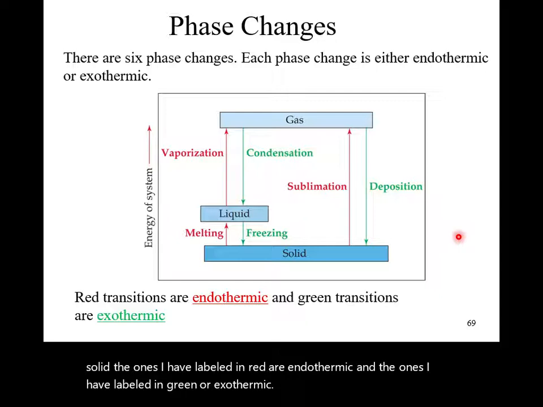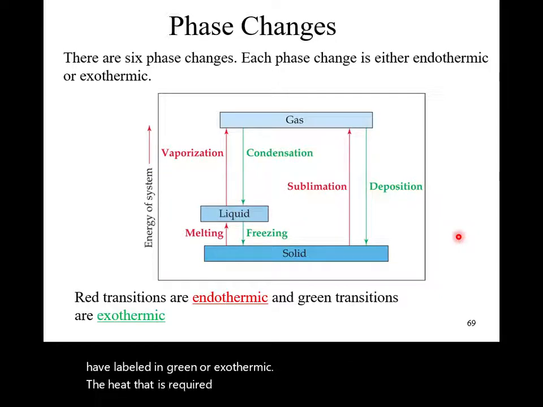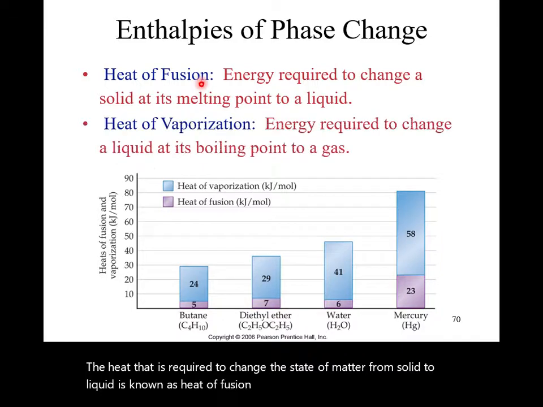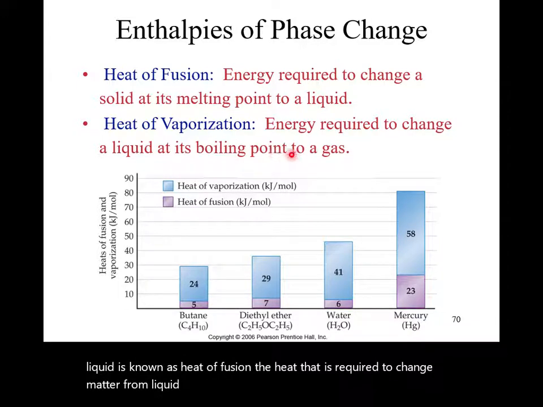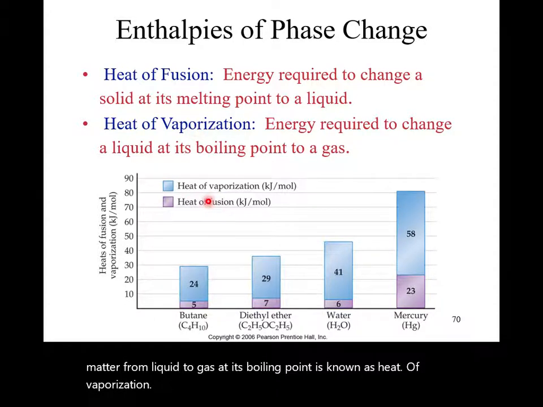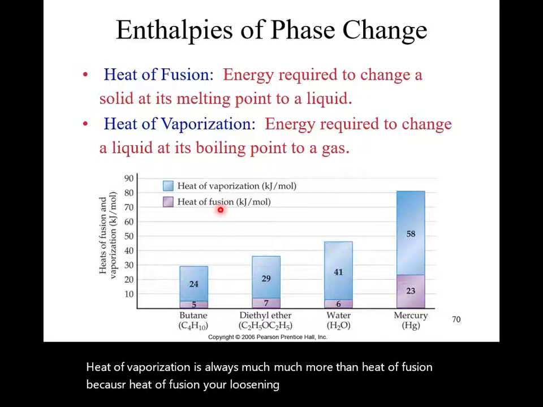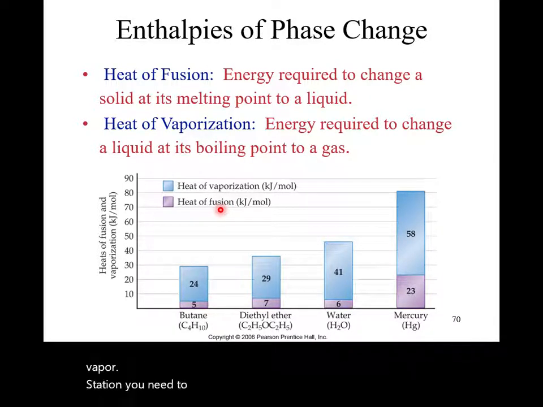The heat that is required to change the state of matter from solid to liquid is known as heat of fusion. And the heat that is required to change matter from liquid to gas at its boiling point is known as heat of vaporization. Heat of vaporization is always much, much more than heat of fusion, because with heat of fusion, you're loosening the interaction, whereas with heat of vaporization, you need to completely break the interactions apart. All right?